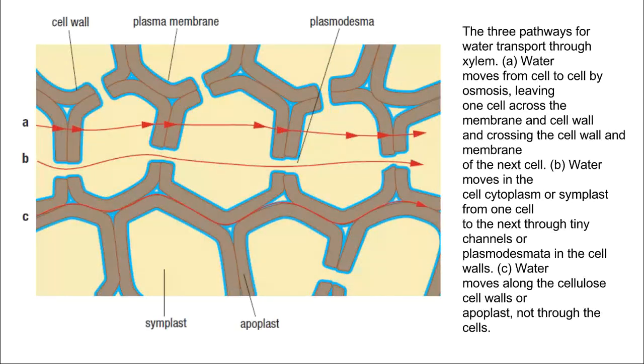So here we can see the different pathways that they may take. We can see that it does happen via osmosis, and we can read those different pathways on the right hand side there.